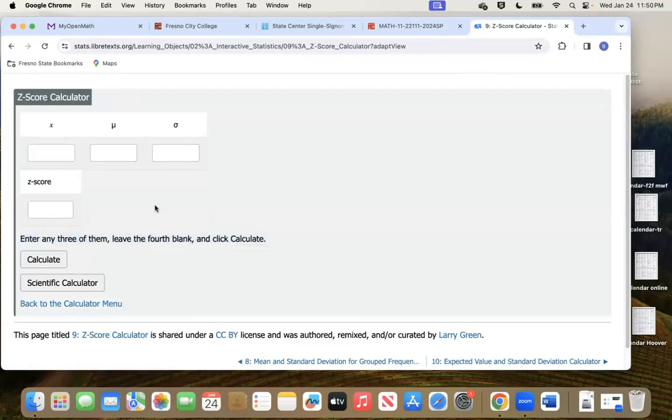This is super nice what Mr. Green did here. So x, mu, and sigma. Now, we haven't talked much about those. Let me go back and be helpful to you.